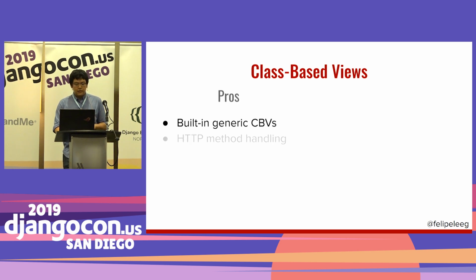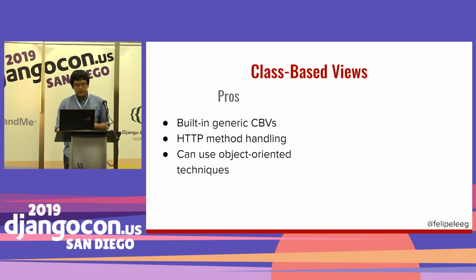And then HTTP methods are handled through methods on the class, so it's a little bit cleaner. If you're doing a get, you can just go straight to the get and see it, rather than reading through your function logic to figure out when you check to see if the method's get. And then you can use object-oriented techniques, meaning you can create mixins and use inheritance to your advantage to piece together what you need and make it easier for yourself.